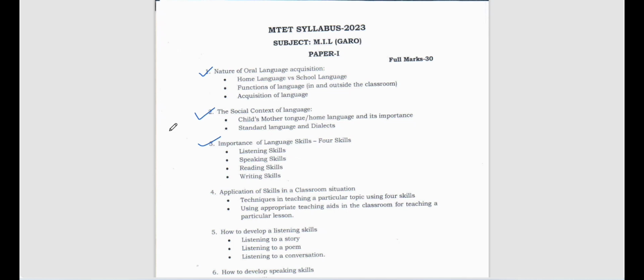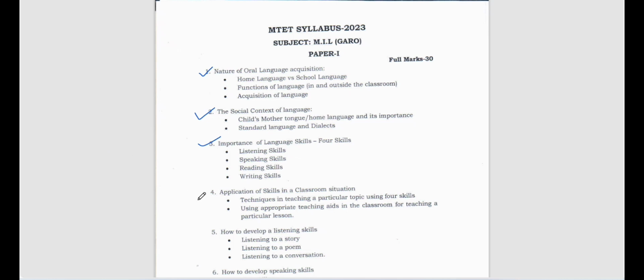So all these 4 are the language skills which every one of us should have: listening skills, speaking skills, reading skills, writing skills. All these will be given differently in different MIL papers. All right, so don't worry. If you understand in English, you can translate and write down in Khasi or any other language.